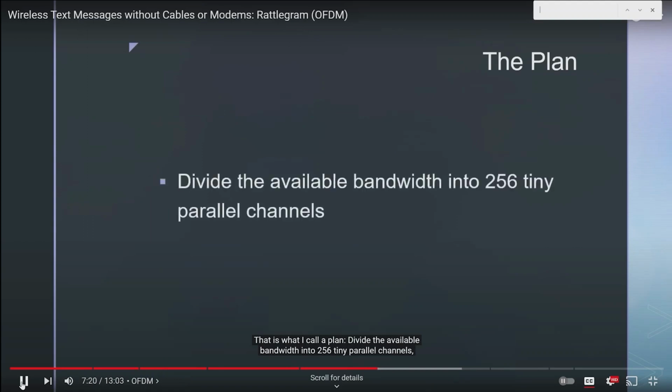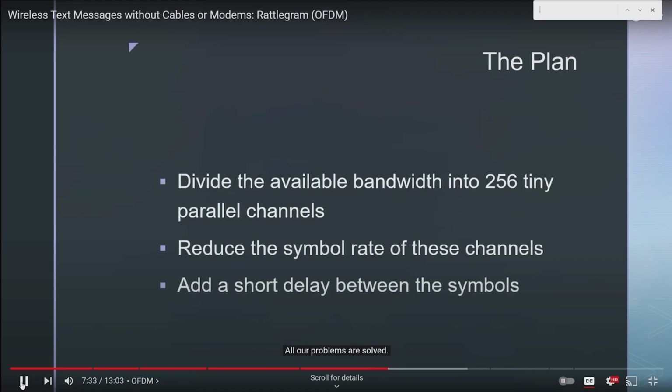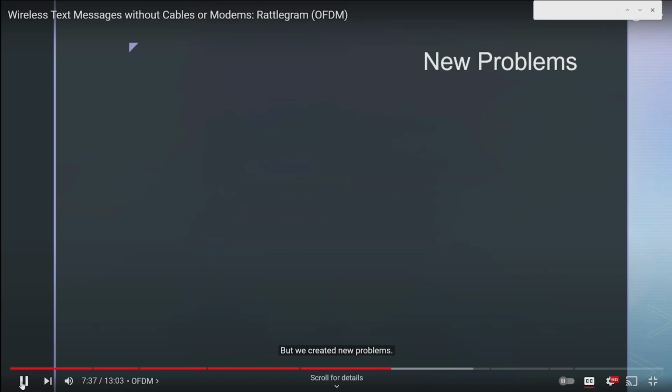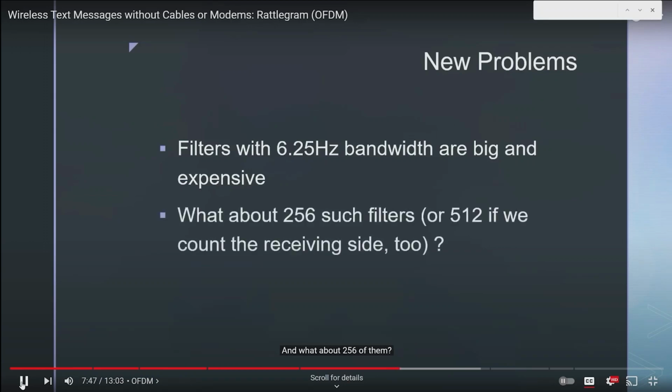Divide the available bandwidth into 256 tiny parallel channels. Reduce the symbol rate of these channels and add a short delay between the symbols. All our problems are solved, right? Right, but we created new problems. Did you ever see a filter with 6.25 Hz bandwidth? And how big and expensive would it be? And what about 256 of them?